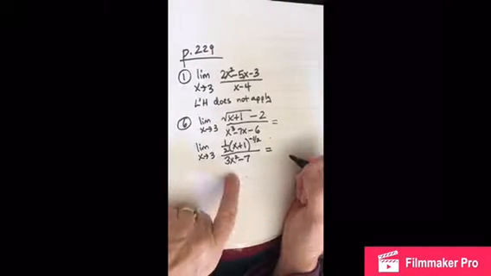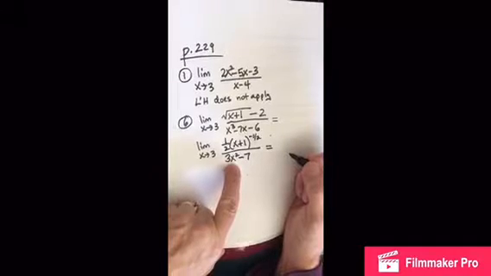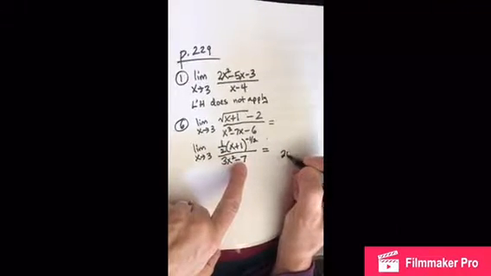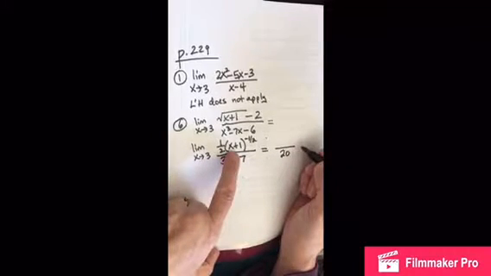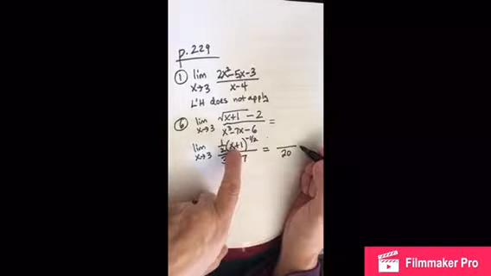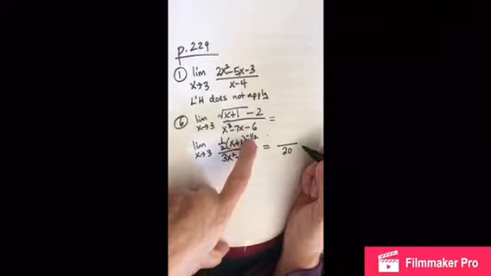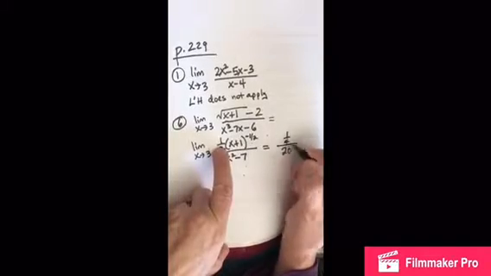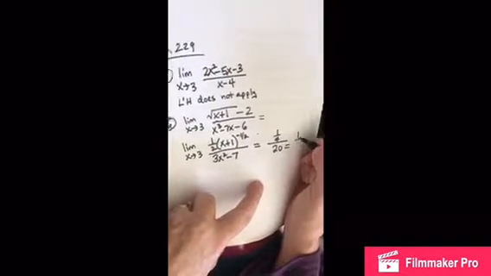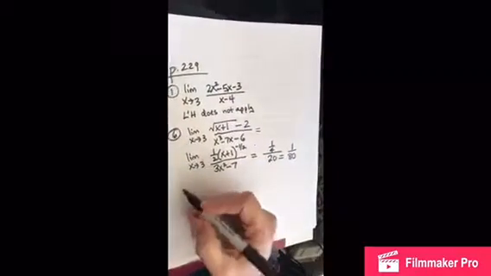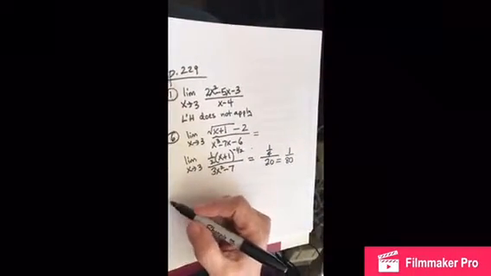So when we plug the 3 in the denominator, 3 squared is 9, times 3 is 27, minus 7 is 20. And when we plug the 3 in here, 3 plus 1 is 4. The square root of 4 is 2. 2 to the negative 1 is 1/2, times 1/2 is 1/4. So that ends up being 1 over 80. So we can evaluate with L'Hopital's rule on that one.